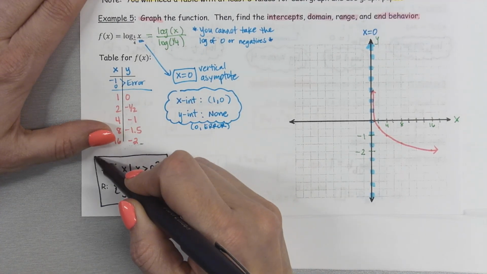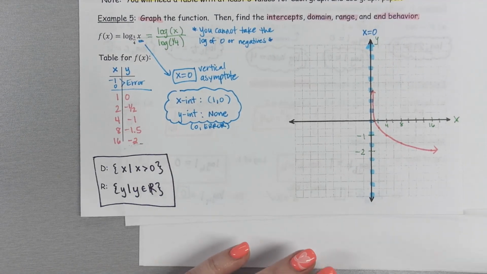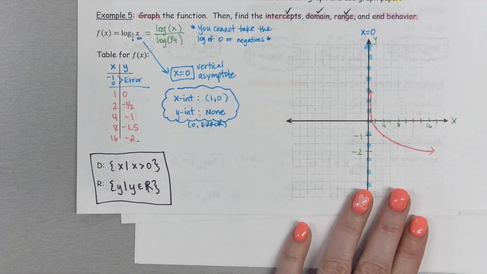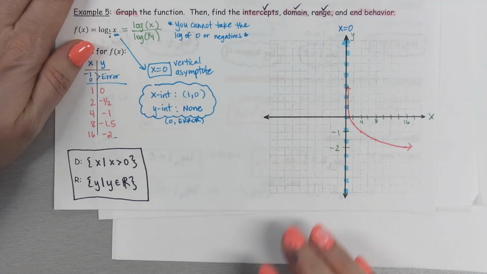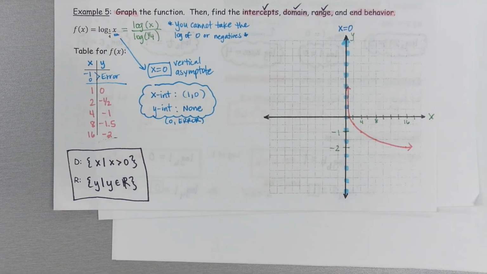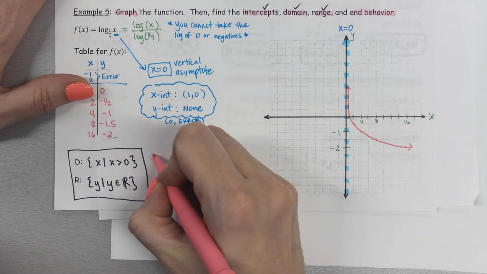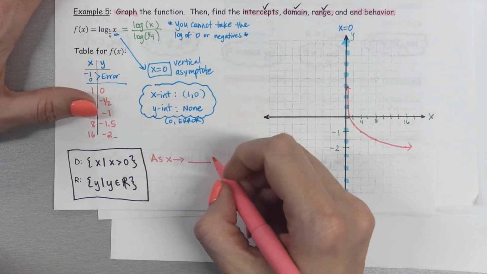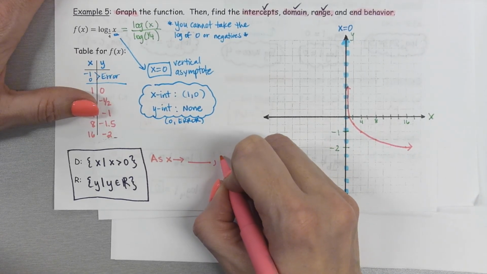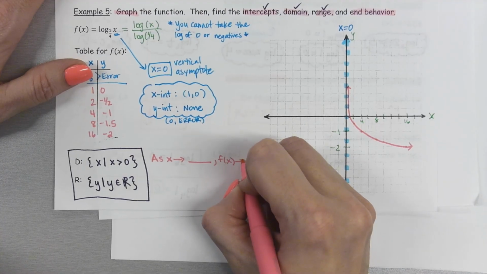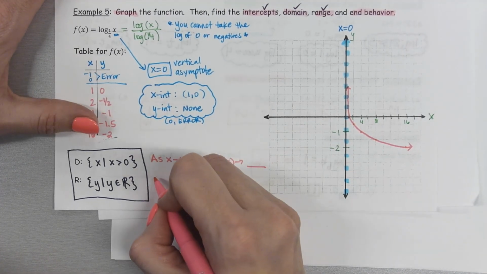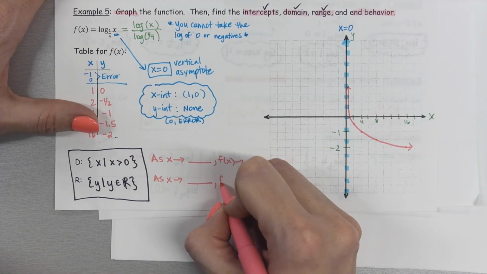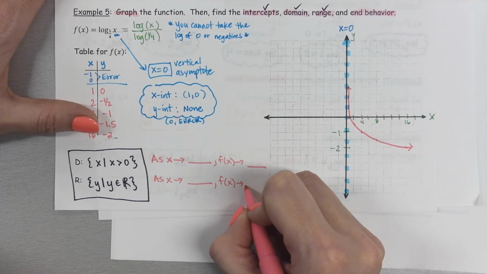Okay, so we've done the intercepts, we've done the domain and range. What is the last thing we have to do? End behavior. Okay, so for the end behavior, this is going to be a little different too. So we're going to do the fill in the blanks. As x goes somewhere, f of x goes somewhere. As x goes somewhere else, f of x is going to go somewhere.